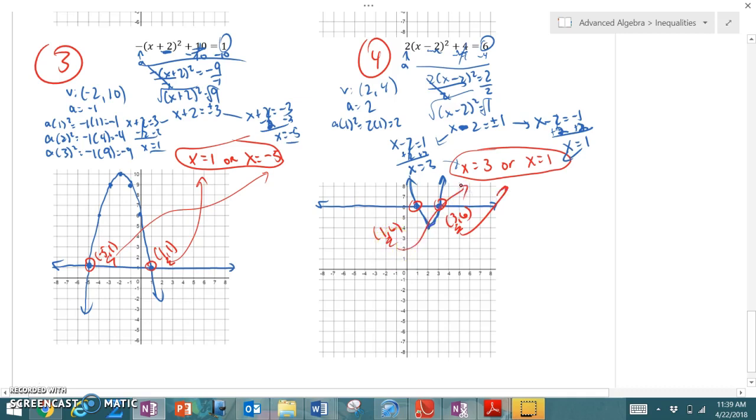Okay, so hopefully those examples helped you understand everything you needed to be able to do. Again, your homework for tonight is the 8-6 homework. And so when I come back on Monday, you should have your 8-1 through 8-6 homework complete.